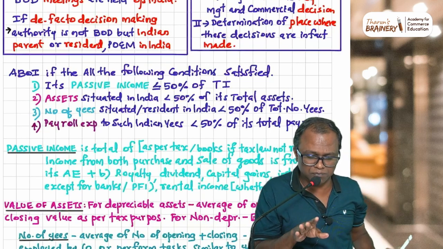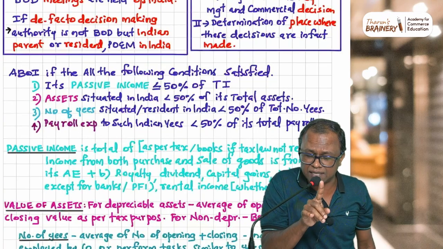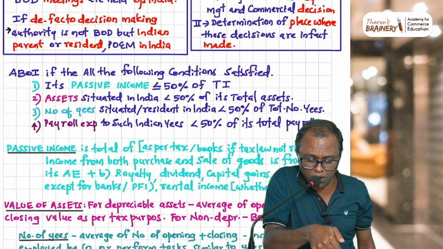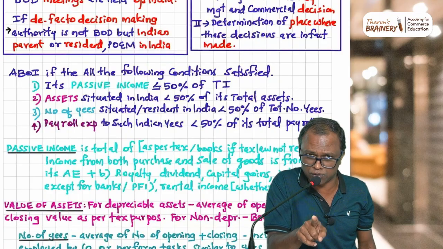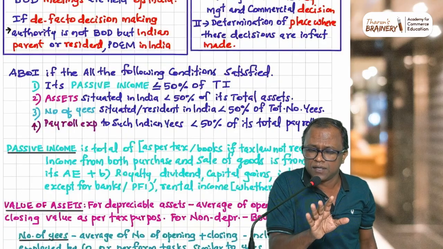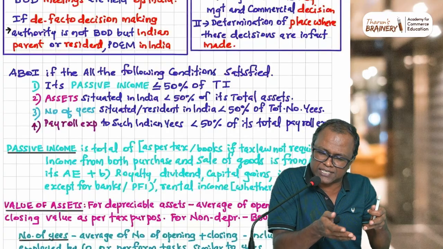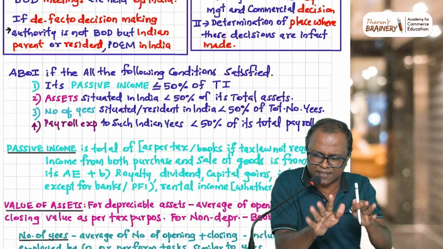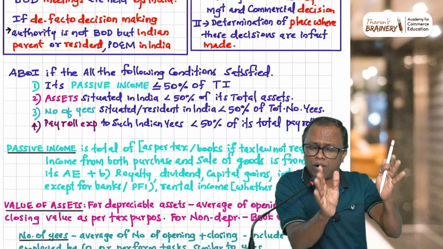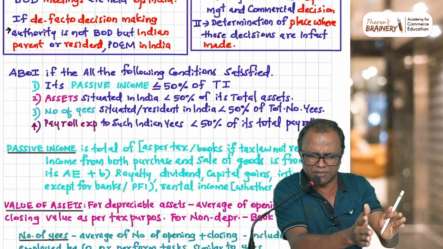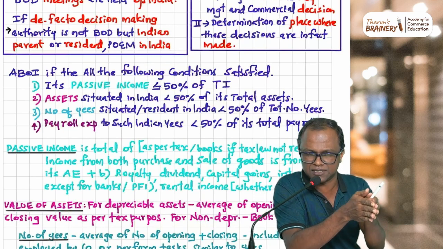So passive income should be less than or equal to 50% of total income. Once again, remember, less than or equal to. In all other three tests, there is no equal, only less than. So here, less than or equal to. And second thing, remember, passive income may be received from India or from a foreign country. Doesn't matter. Find out the total income of that foreign company. Out of this total income, what is passive income? There is no geographical condition in the passive income test.